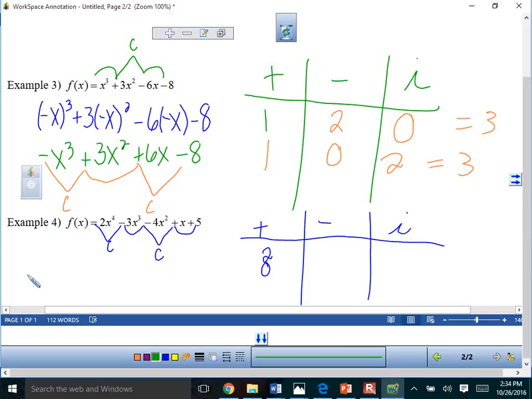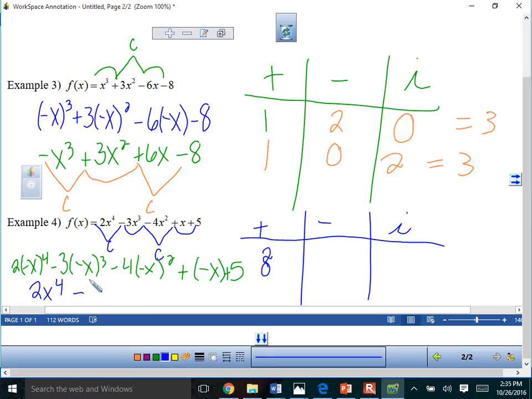When we plug in negative x, that's 2 times negative x to the 4th, minus 3 times negative x cubed, minus 4 times negative x squared, plus negative x plus 5. So that's 2x to the 4th, and that's a negative x cubed, which is going to be negative, but we're multiplying it times negative 3, so it's going to be a positive 3x cubed. Negative x squared is positive, but when we multiply that by negative 4, we get negative 4x squared. This is just negative x plus 5.